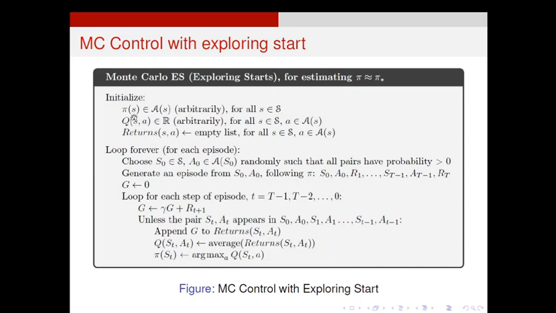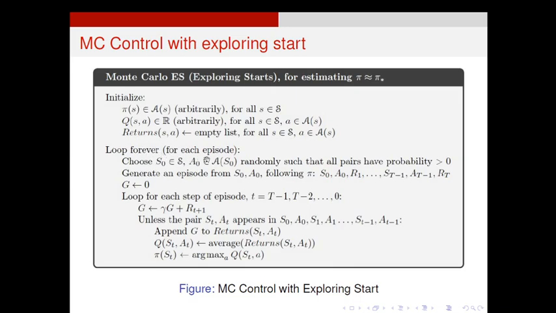Then we initialize pi of s, an element of A of s, arbitrarily for all s element of S. Pi of s means the policy value. Then Q of s,a, the action value, is an element of R, a real number, for all s element of S and a element of A of s. A of s means the action space. That means initialization. Then Returns of s,a, the return corresponding to this action a at the state s, is equal to an empty list. Initially we create an empty list for each action at each state.